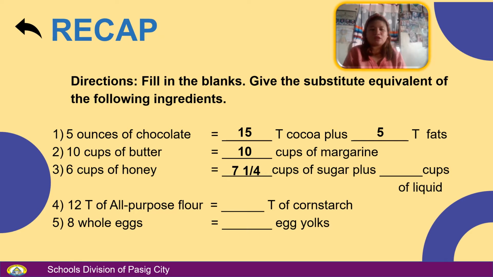7 1/4 cups of sugar plus 3 cups of liquid. Number 4, 12 tablespoons of all-purpose flour is equal to blank tablespoon of cornstarch. 6 tablespoons of cornstarch. And number 5, 8 whole eggs is equal to blank egg yolks. 16 egg yolks.